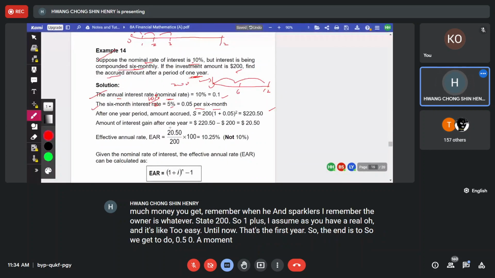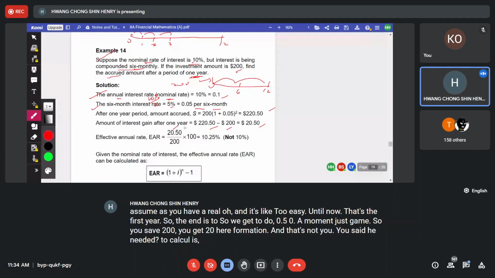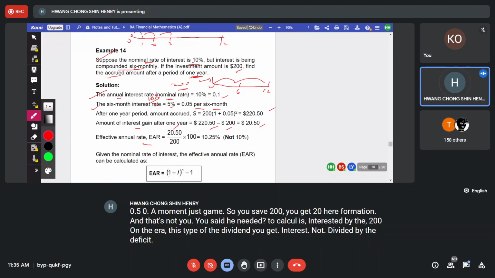Amount of interest gained: you save 200, you get 220, right? So how much is your interest? Minus what? You get 20.50. You use that to calculate your EAR. EAR is the interest divided by the 200. This is how you calculate EAR: the interest you get divided by the deposit, the principal, times 100, which is 10.25.